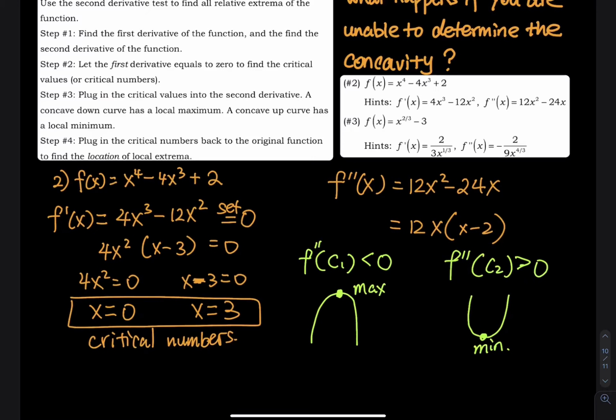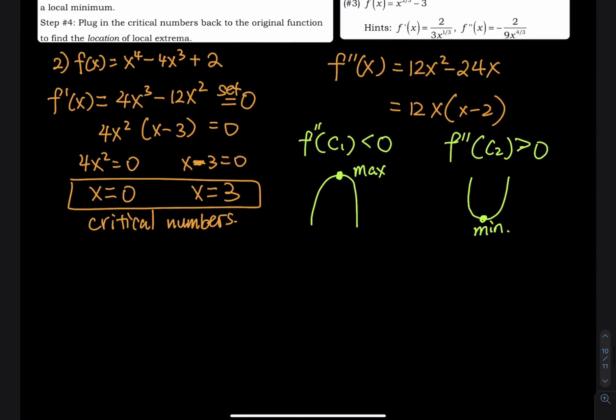So now let's do the plug-in, right? You plug in a 0. So f double prime of 0. You have 12 times 0, and then 0 minus 2. So 12 times 0, the entire number is equal to 0. Okay, so let's hold on to the 0. I'm going to write something about it, and then let's handle the other one.